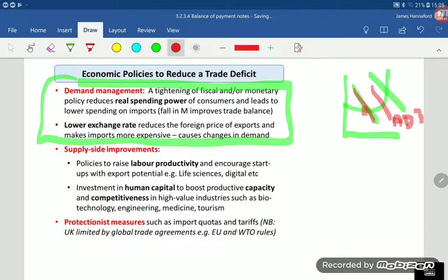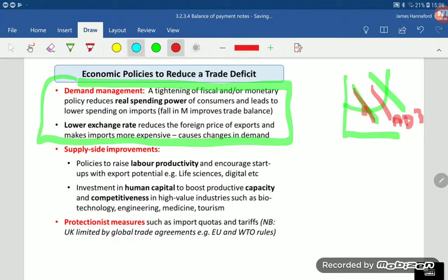There could be a policy to reduce the exchange rate. So if we lower the interest rate, there's going to be less inflows of hot money into the UK. There will be more outflows of hot money from the UK. Consequently, the value of the pound will fall. If you're unsure about the exchange rates, check out my video on the topic.